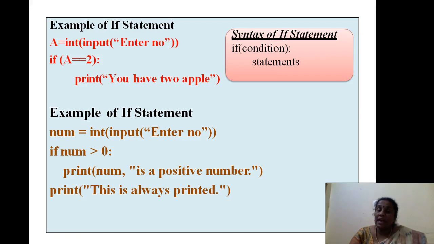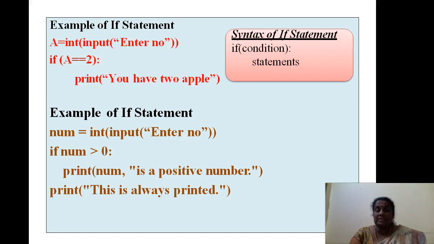We'll see one example. Before going for an example, we'll see the syntax of the if statement. Here we have to use a keyword called if, then the condition, then a colon. And inside that you have to write the block of statements which has to be executed. We'll see one example. Here we'll get one input from the user. If that input is equal to 2, then that statement will be executed only if that condition is true. If the condition is false, that statement will not be executed.